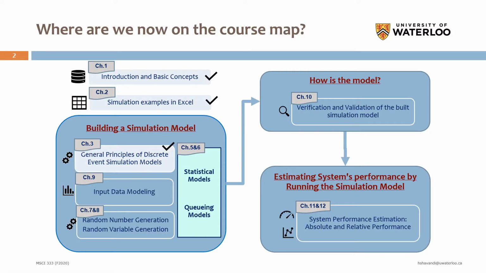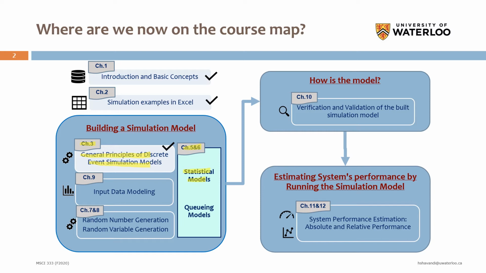On our course map, we just completed chapter 3, general principles of discrete event simulation models. So far, we know all the concepts about simulation, and we know how we can model a system in terms of a discrete event simulation model. These two chapters, chapters 5 and 6, are not directly related to simulation, but they are supportive background knowledge that we need to know. The statistical model chapter will be a review of the statistics course that you had before, and it will be reviewed in the tutorial session by Ansel.